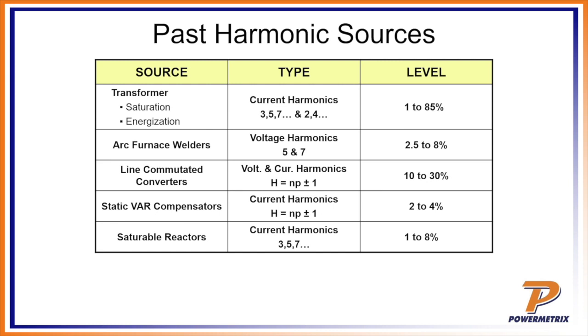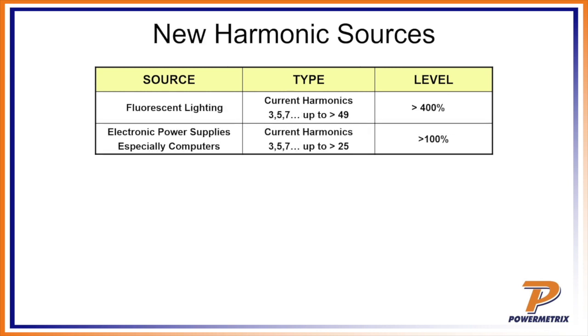An arc welder, of course, takes a really big slug of current at one time. It's sort of like that switching power supply. And so what you end up getting there is some odd harmonics, typically the 5th and 7th harmonics. Back in the olden days, you might get anywhere from 3 to 8%. Once again, that's still not too bad. A couple other examples: line commutated converters, static VAR compensators, saturable reactors. Once again, those are things that are drawing slugs of current, but not generating too much. You might get upwards of 30%, but in today's world, that's really not that bad.